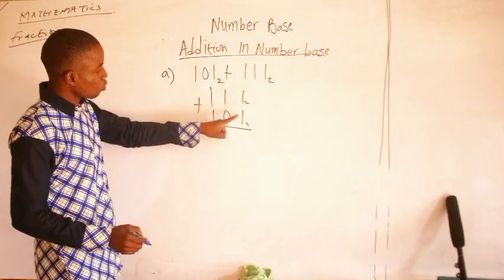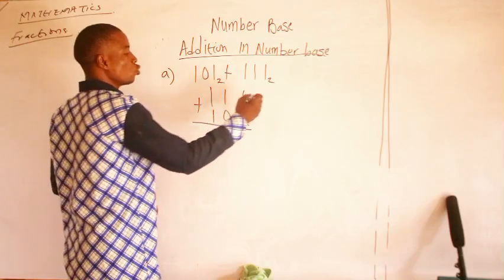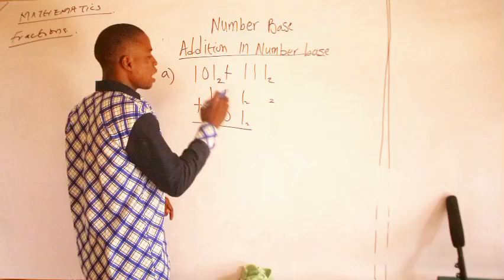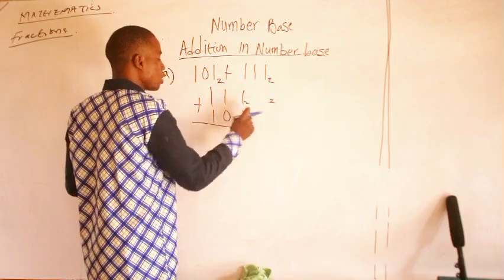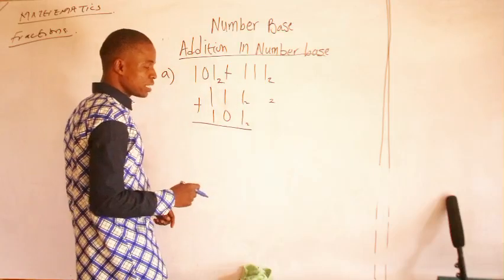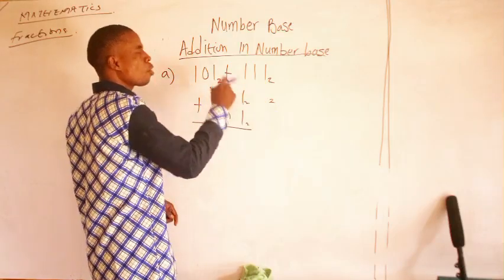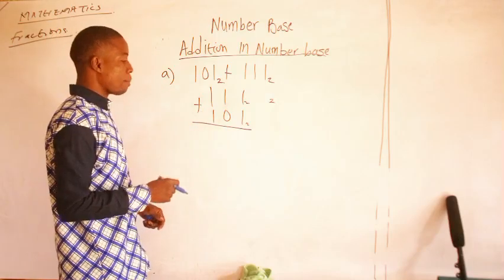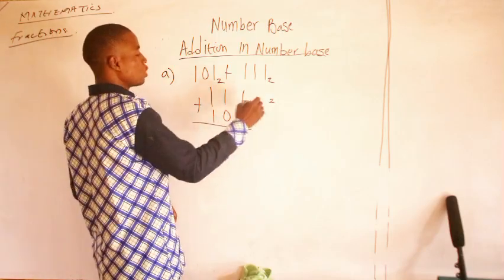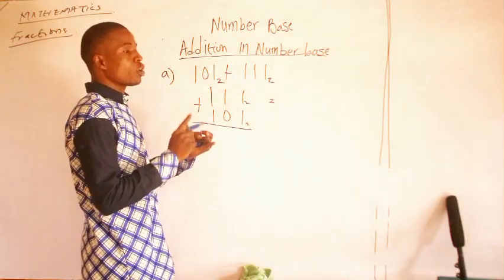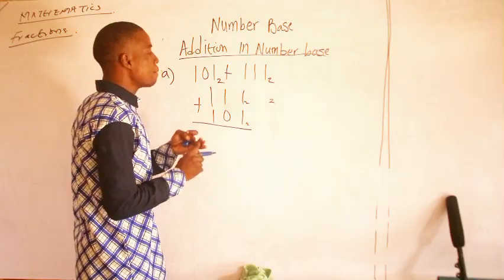Now, by addition, look at it. It's very important. 1 plus 1 is 2. Your number must not be up to the base, and the base is base 2. It must not be up to the base, and it must not be above the base. If it is up to or above the base, you need to divide it by the base.